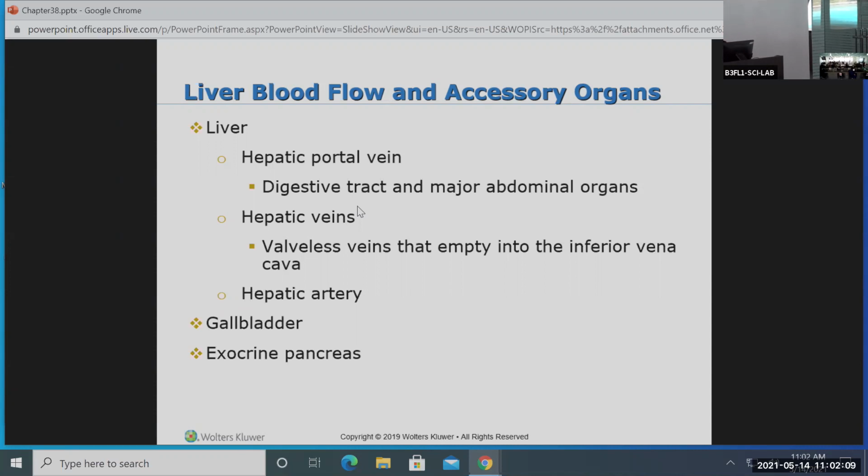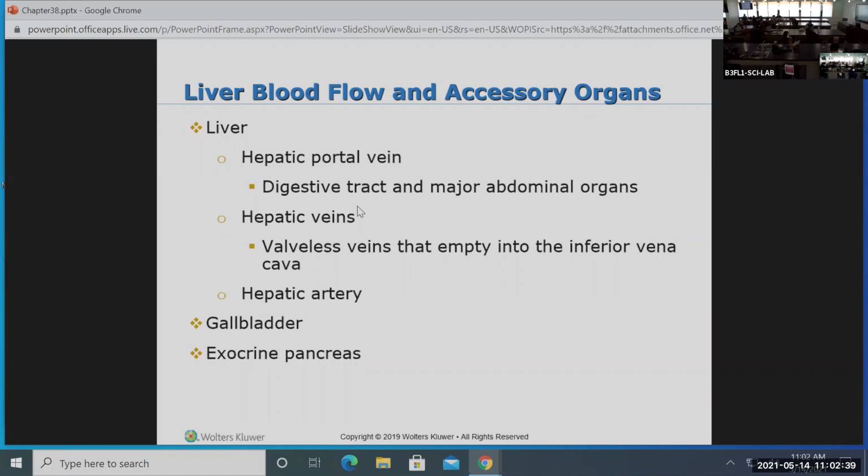Now we do have the hepatic artery. Please remember, the hepatic artery is a branch of the abdominal aorta. So the hepatic artery, which arises from the abdominal aorta, of course, carries oxygenated blood. Portal vein blood is deoxygenated, but nutrient rich.